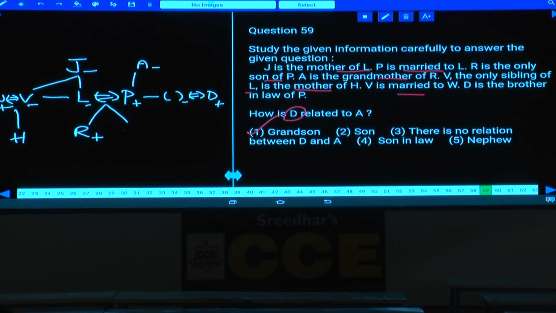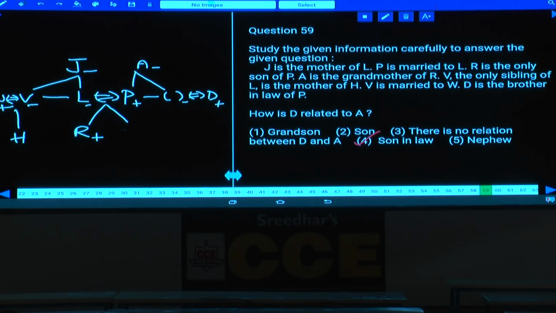Then question number 59, how is D related to A? Tell me, how is this D related to A? A's daughter's husband. Daughter's husband is son-in-law, that is choice 4. Now question number 59, choice 4 is the answer.